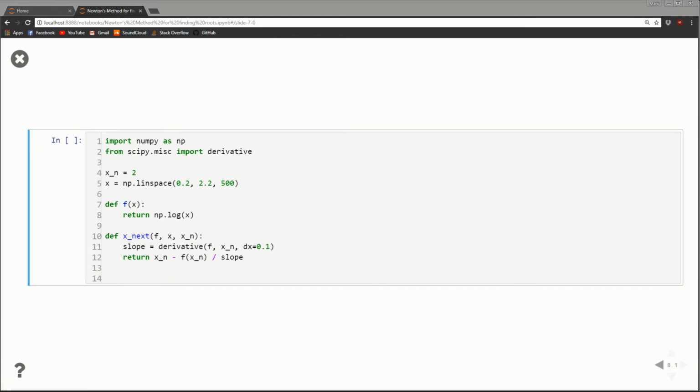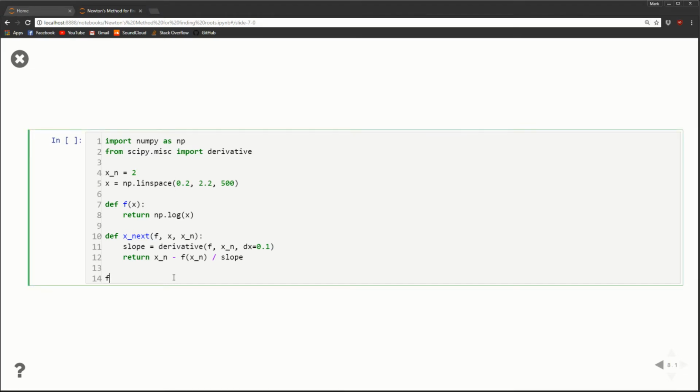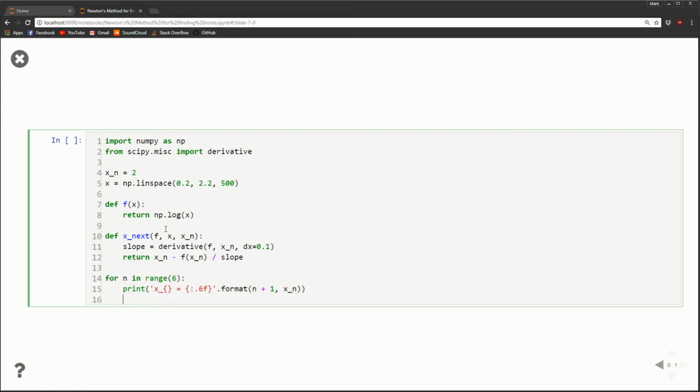Now I want to write a for loop to compute x next over and over again. So we'll do for n in range, and we'll do 6 attempts because that's really all that's needed for this example. What I'll do is print out the x value. So we'll do x sub a value that we'll format, and we're going to say that's equal to another value, and we're going to format it to display 6 decimal places. Then what we'll pass here is n plus 1, and then this will be x sub n. Now I want to call our x function, and the way we do that is we'll say x sub n is equal to our x next, and what we pass to it is going to be f, then our x array, and then our previous value.